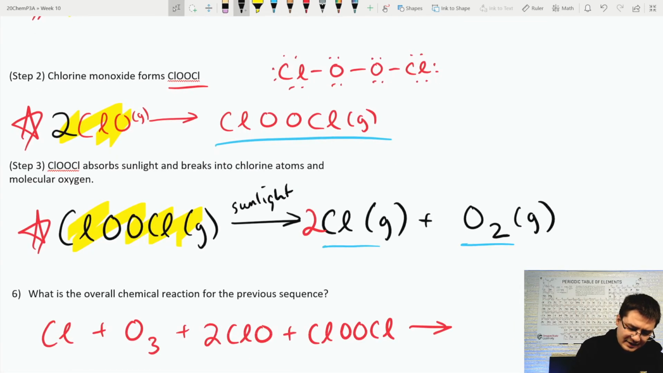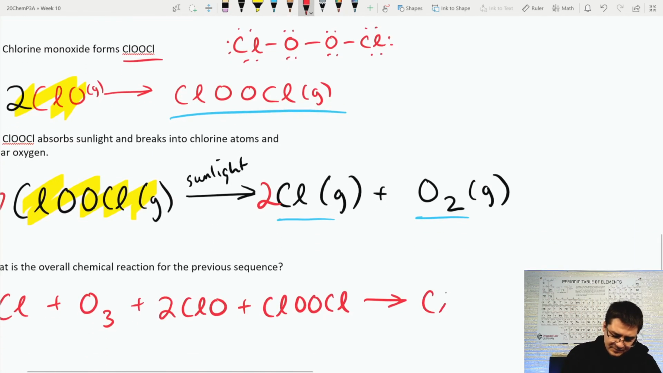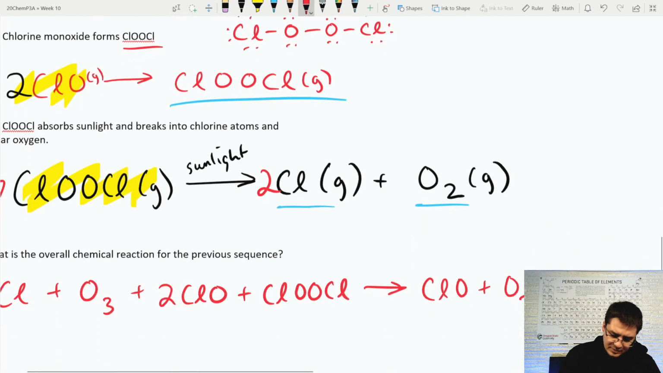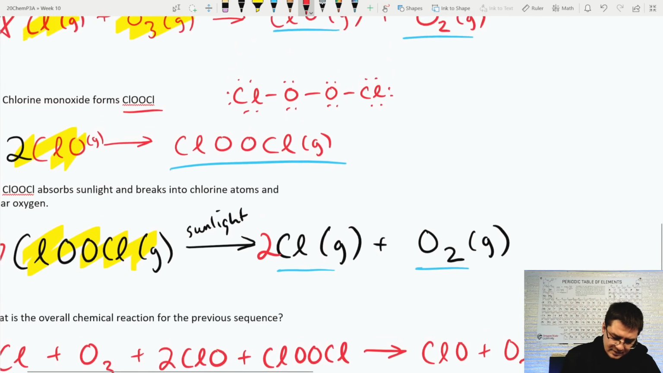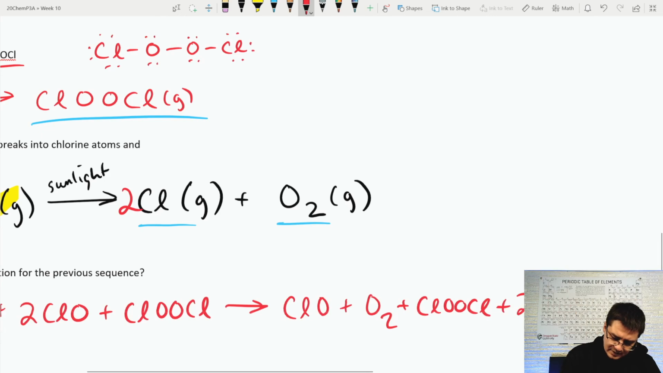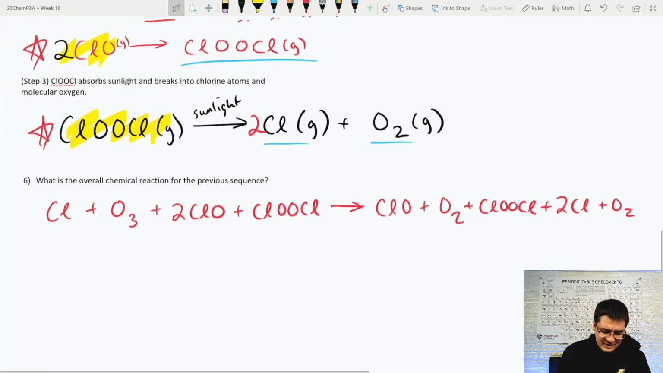and I'm going to write that on the right-hand side of the arrow. So ClO plus O2 plus ClO-OCl plus 2Cl plus O2. Okay, now that's everything from all three equations combined.